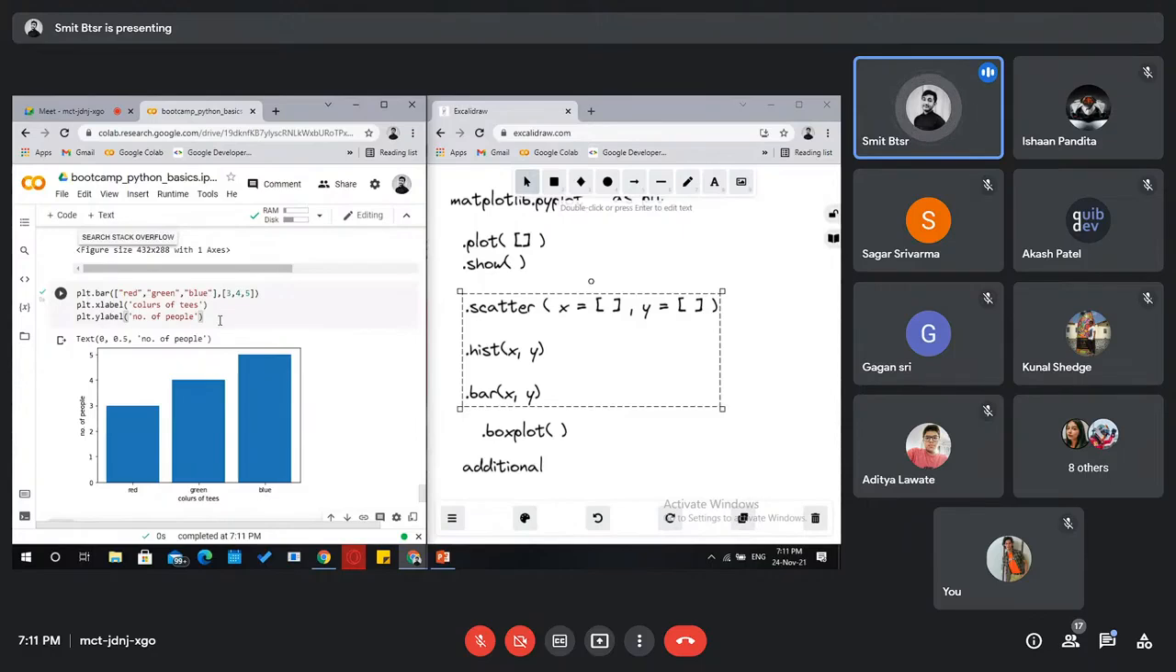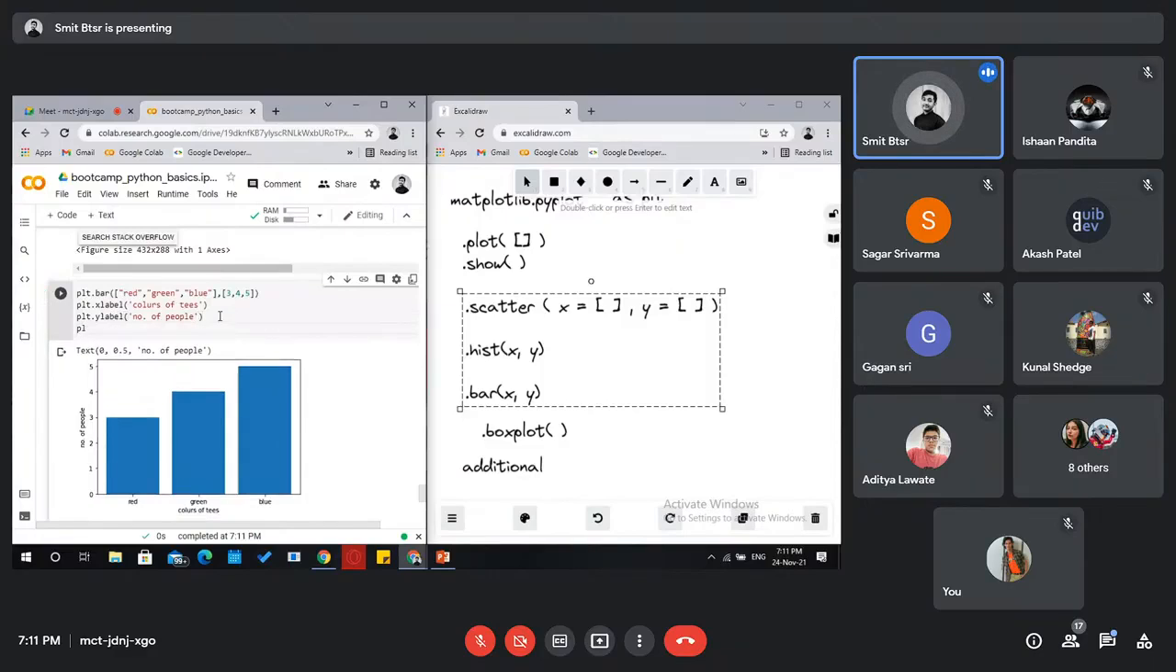Then we can also do a title. We have to name this graph. Actually, these things, ylabel, xlabel and title, can be done on any type of graph. So we have title, and similarly we can pass a string. Let's say, what could we name this graph?